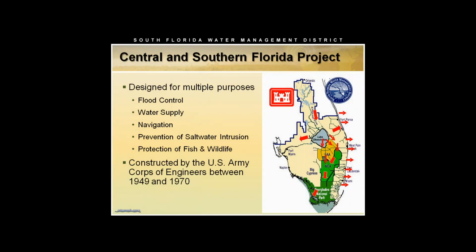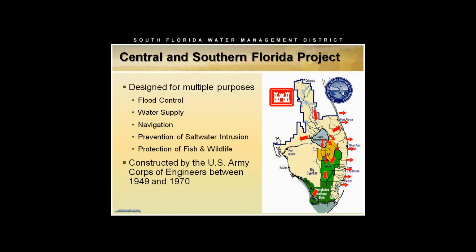And what came out of that was a project known as the Central and Southern Florida Project. It was designed principally for flood control, but also had elements of water supply and navigation, protection of saltwater intrusion, and also to try to help protect fish and wildlife. It started with connecting all the lakes south of Lake Okeechobee together up north there, channelizing the Kissimmee River so we could focus water down into Lake Okeechobee.